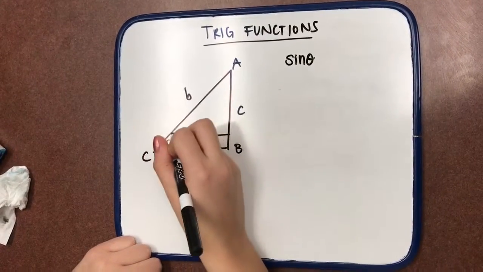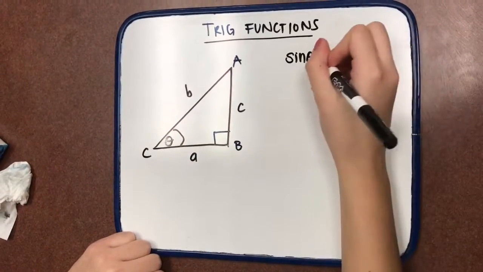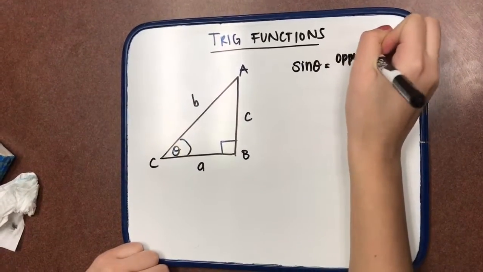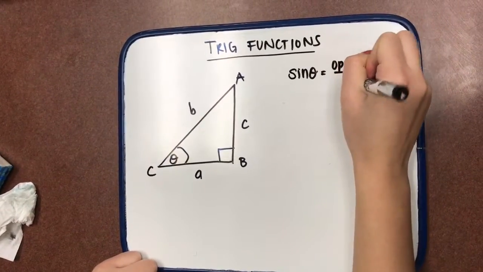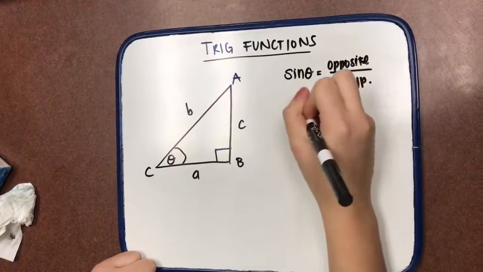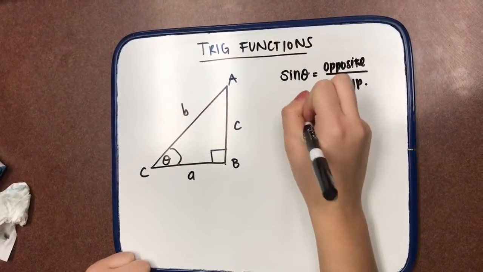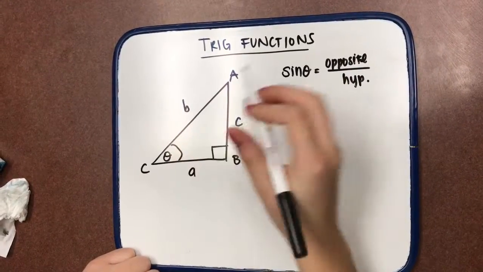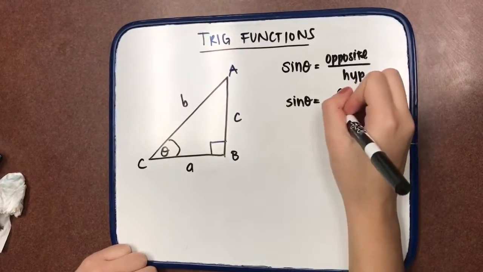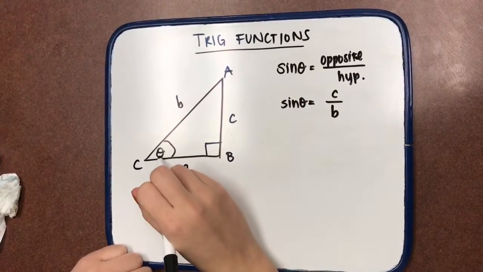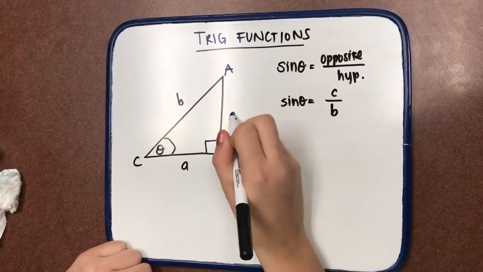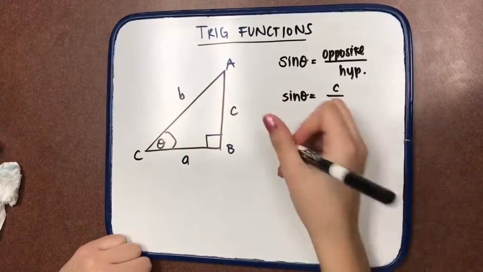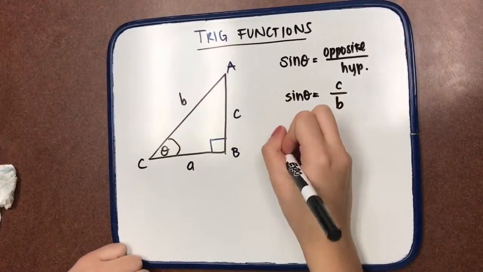For sine, it's going to be opposite over hypotenuse, and that's going to be c over b. We say that because c is opposite to the angle, and b is the hypotenuse of the right triangle. So sine equals c over b.